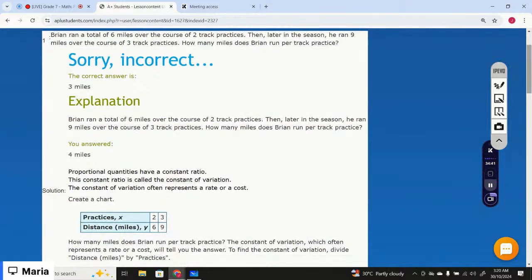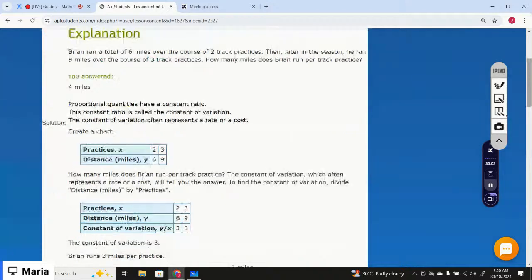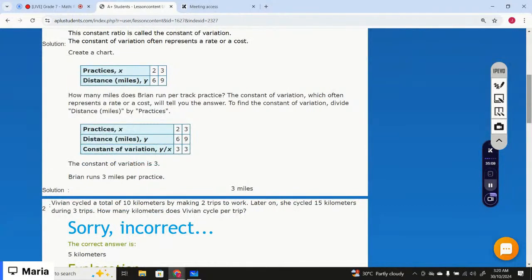Brain ran a total of 6 miles over the course of two track practices. Then later in the season, he ran 9 miles over the course of three track practices. How many miles does Brain run per track practice? The constant of proportionality means the constant ratio, right? You need to calculate the constant of variation, that means the rate. So you have to divide y by x, right? You have to do 6 over 2, that is 3. You have to do 9 over 3, that is 3. So the constant of variation is 3, that is 3 miles.